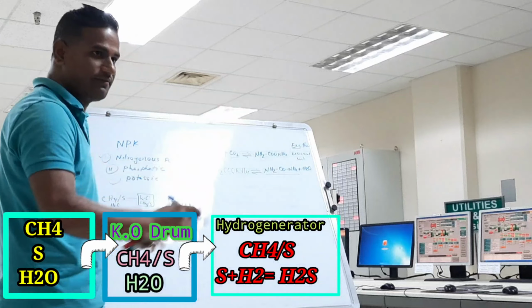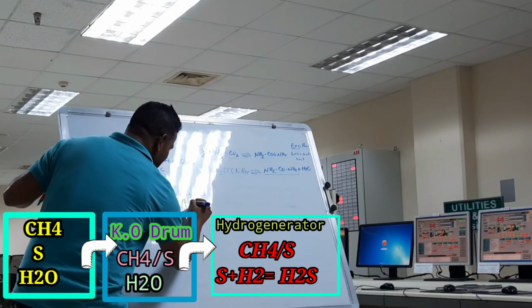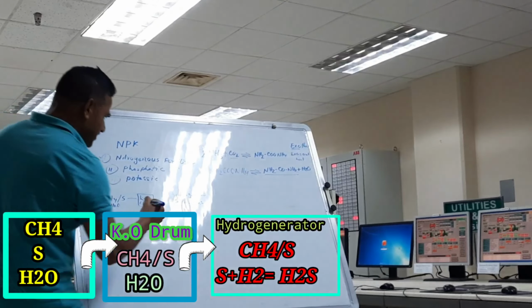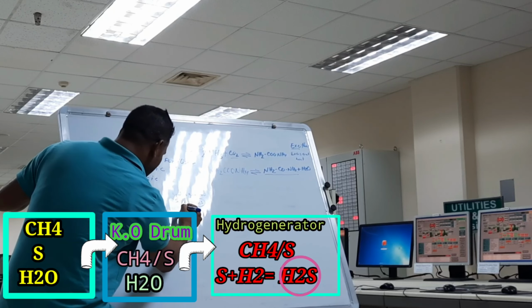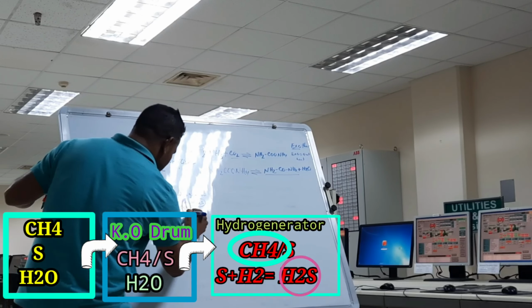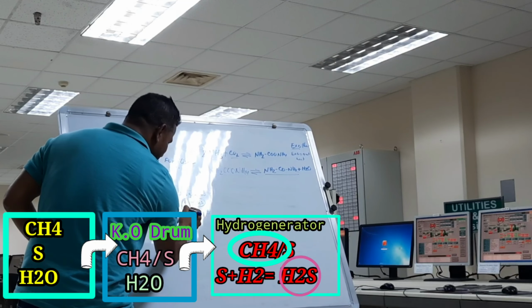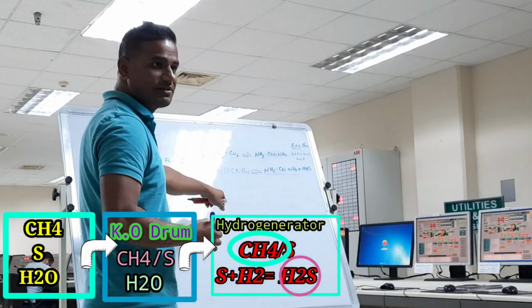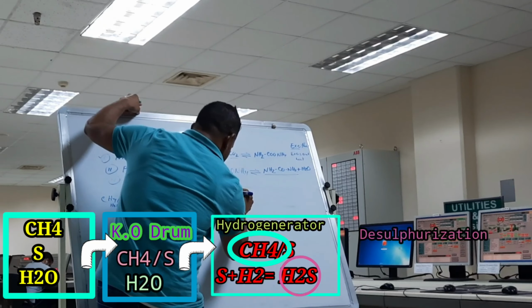I will try to keep a block diagram for easy understanding. In this hydrogenator, sulfur reacts with hydrogen and creates hydrogen sulfide. Okay? And on this side, from this hydrogenator we get hydrogen sulfide and the remaining methane. Okay, we get hydrogen sulfide and methane. But I told you this sulfur is very harmful for the plant. So for removing the sulfur, where will it go? Desulfurization section.